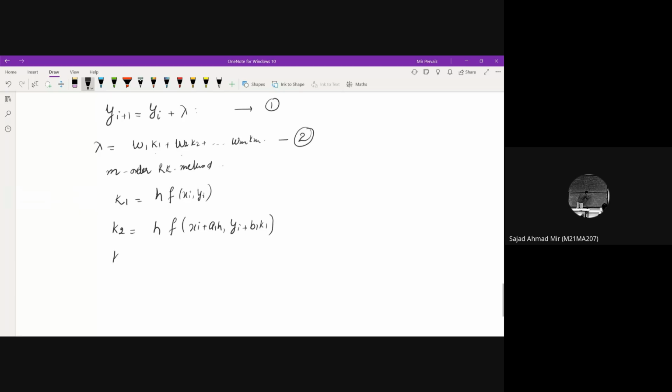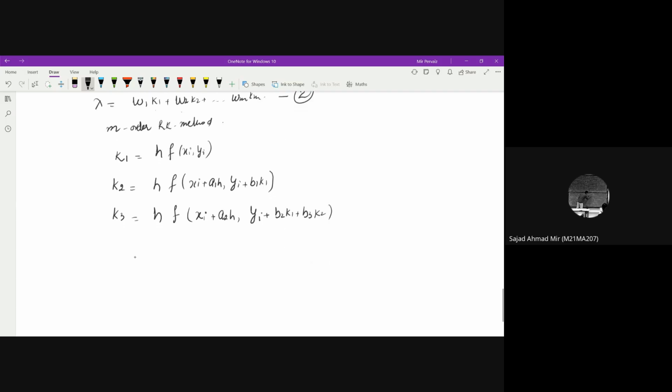Similarly you will have k3, a generalized scheme, and some constants you will be getting: x_i plus a2 h, and you are now using k1 and k2 both, y_i plus b2 k1 plus b3 k2, and so on. Now you will construct the value km accordingly. Now you are getting some constants a1, b1, a2, b2, b3, all these values.